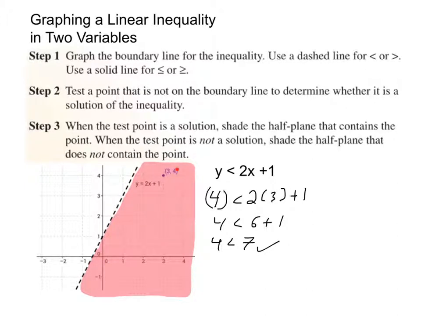Now, if (3, 4) had not worked, or if maybe we had picked a point over here, such as (-2, 0), and we plug it in, we're going to see what would happen. I'm going to look at that point, (-2, 0) there.